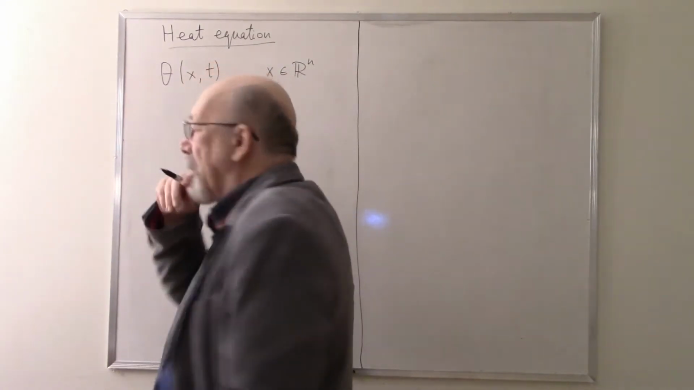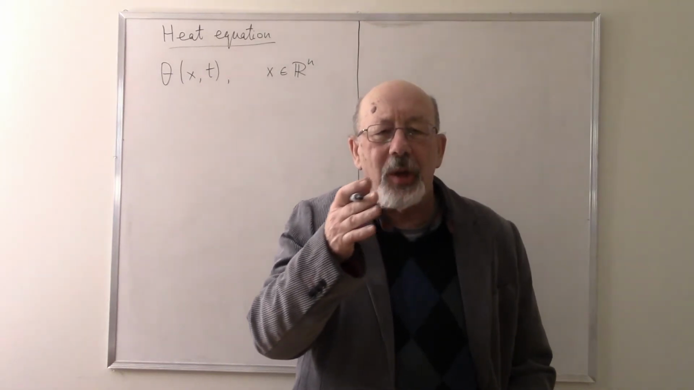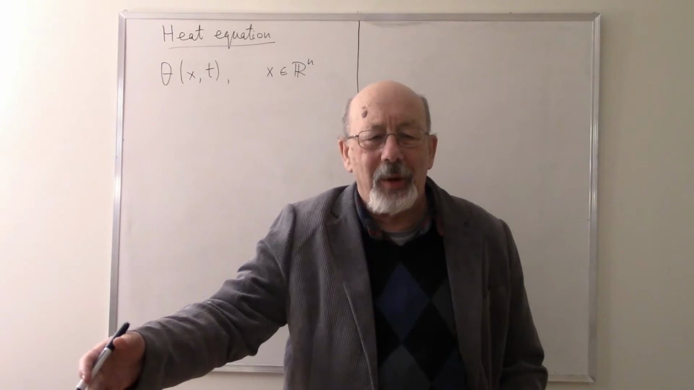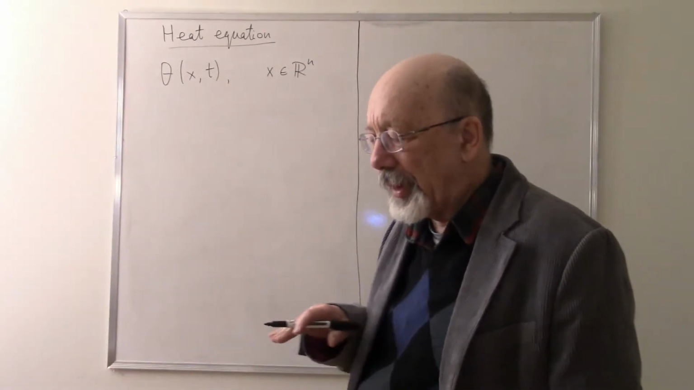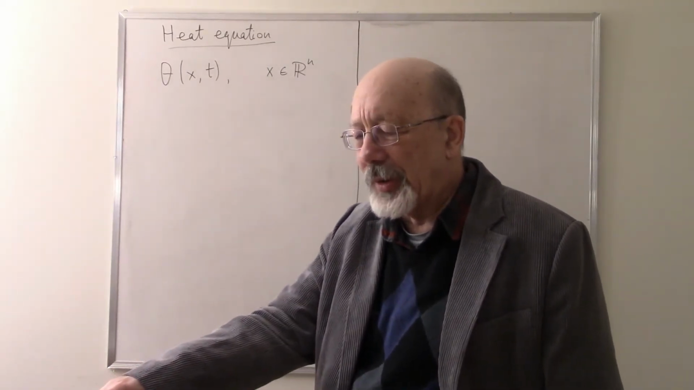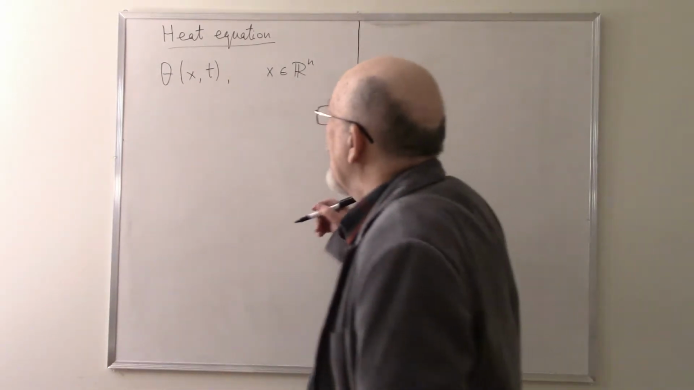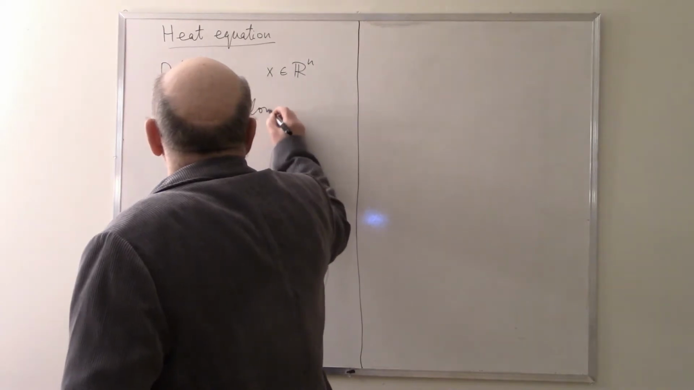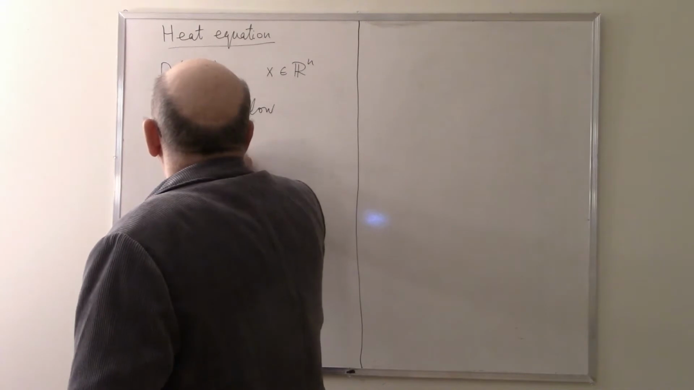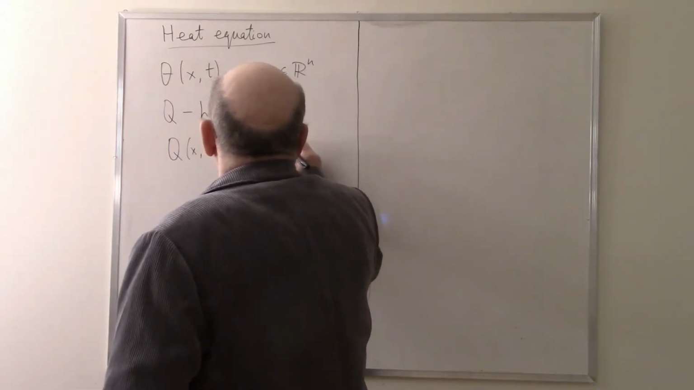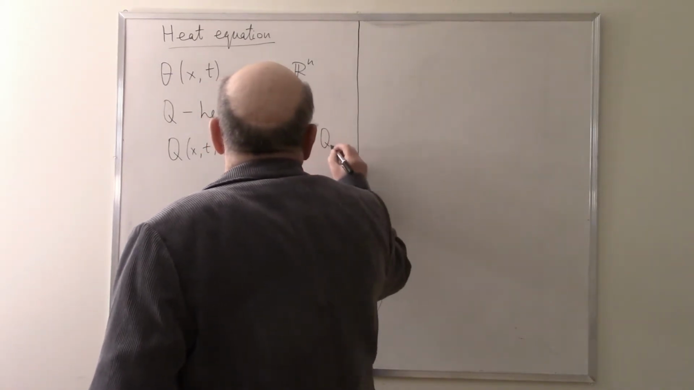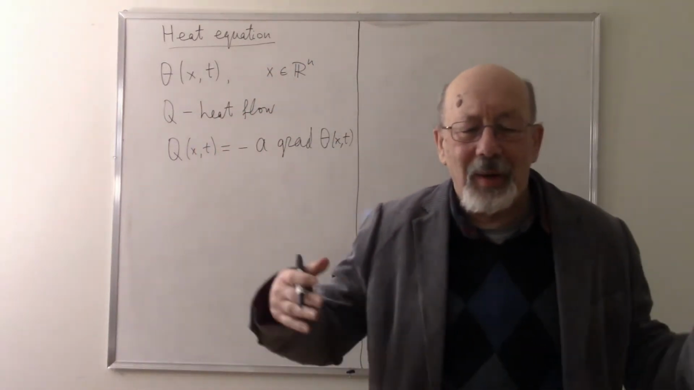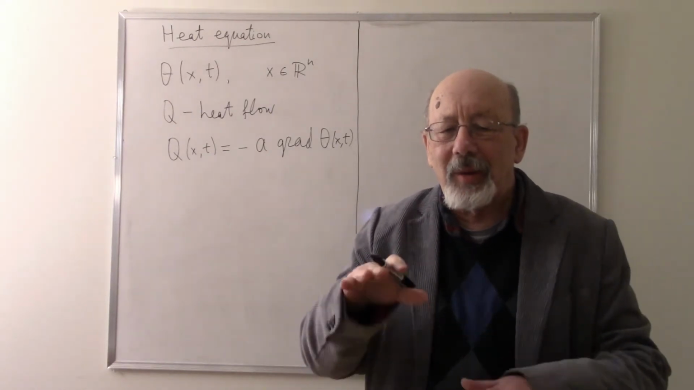Now, here we have the temperature, and we know that heat energy flows from the points where the temperature is higher to the spots where it is lower. It flows in the direction of decrease of temperature, proportional to minus the gradient. So the heat flow Q of x, t equals minus some coefficient A times the gradient of theta of x, t. Now, if the flow moves somewhere, then the temperature changes.